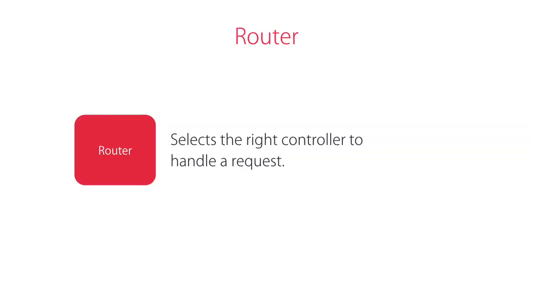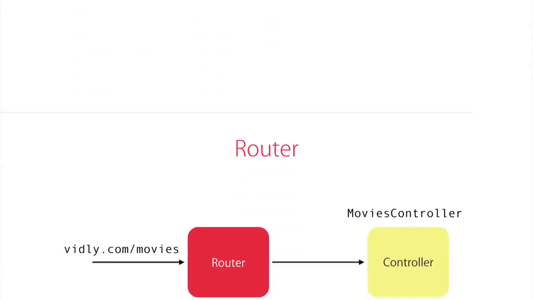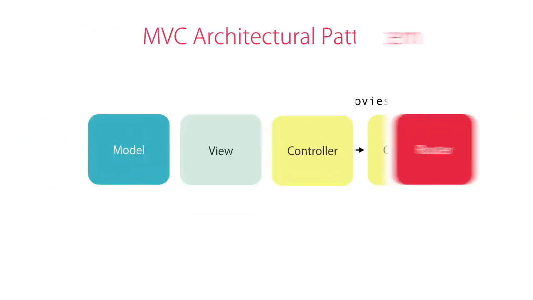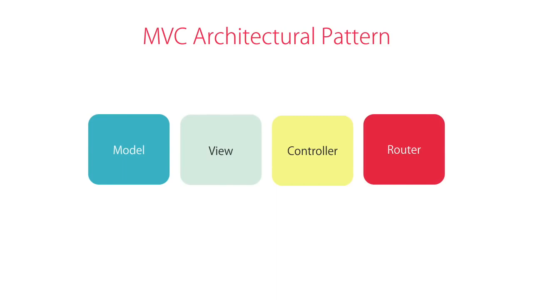Selecting the right controller is the responsibility of a router. A router, based on some rules, knows that the request with the URL /movies should be handled by a class called MoviesController. More accurately, it should be handled by one of the methods of this class, because a class can have many different methods. In ASP.NET MVC, we refer to methods of a controller as actions. So it's more accurate to say that an action in a controller is responsible for handling a request. So this was ASP.NET MVC in 3 minutes.